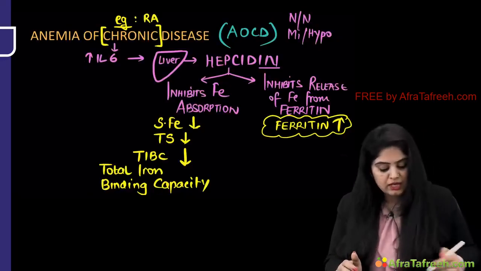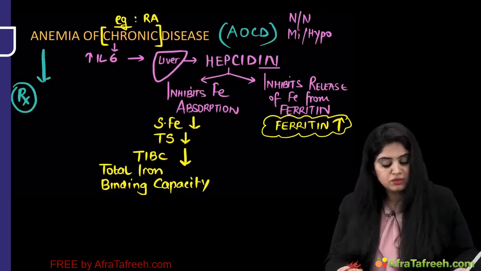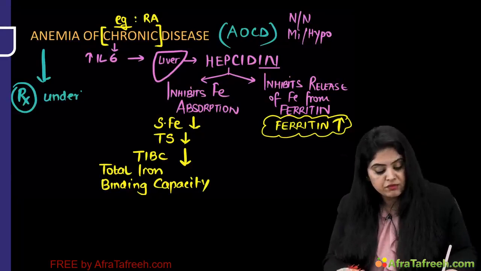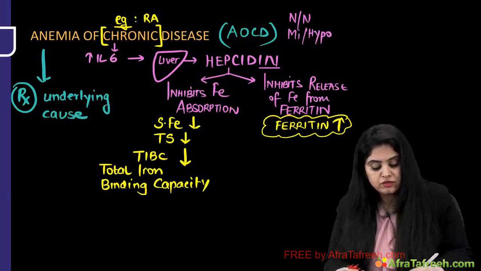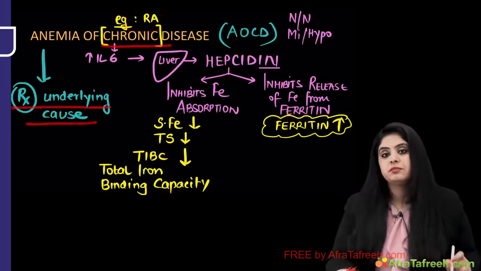The last question that they'll ask you, what do you do for the treatment of anemia of chronic disease? Please note, it's not about treating iron deficiency. The primary treatment is treatment of the underlying cause. You have to treat rheumatoid arthritis. You have to treat whatever chronic disease is there. So treat the underlying cause, and that is important.